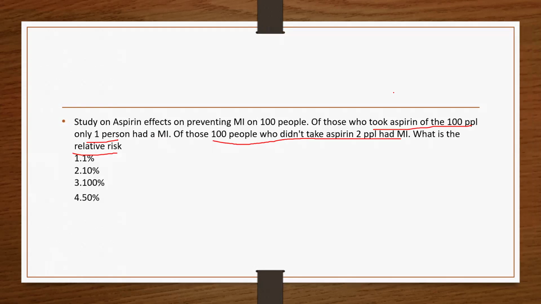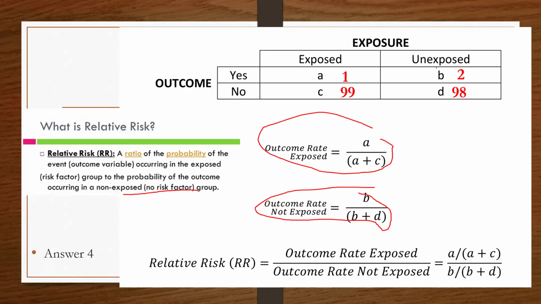out of the people who took aspirin, out of 100, only 1% had MI. So exposed, outcome yes, only 1, no outcome, 99. Out of the unexposed, those who didn't take aspirin, 2 had MI, but 98 didn't. So how do you calculate A over A plus C here? That is 1 over 100, 0.01, and 2 over 100, 0.02. So it would be half, that would be 50%. That's how you calculate the relative risk here.